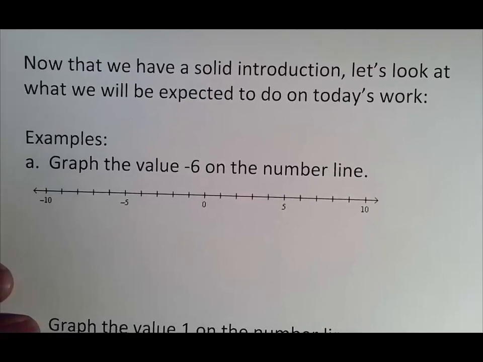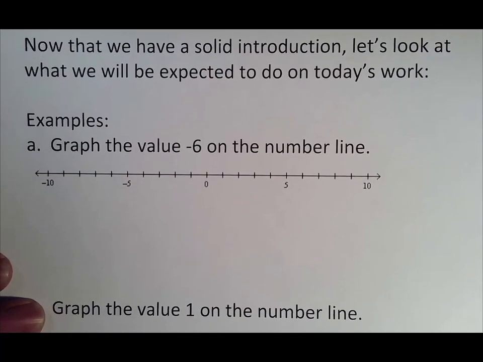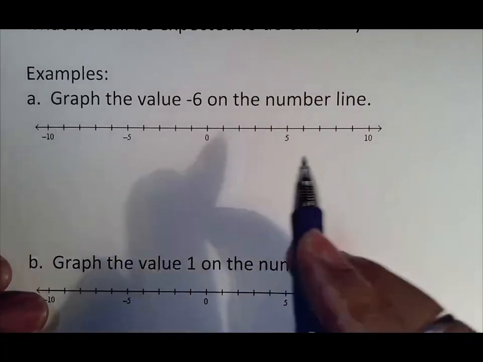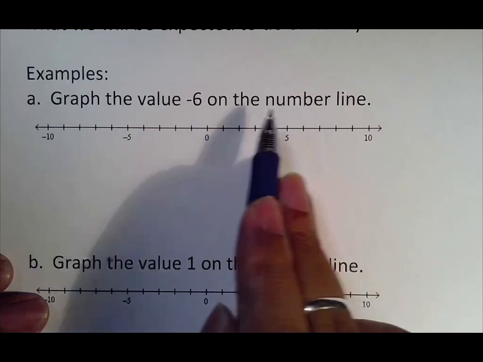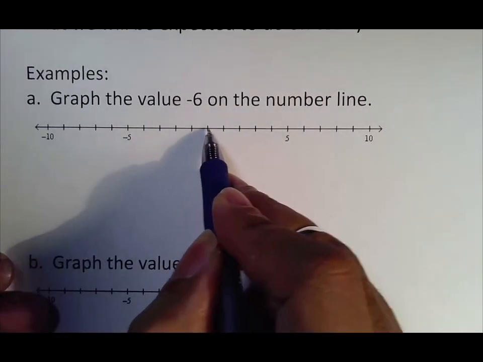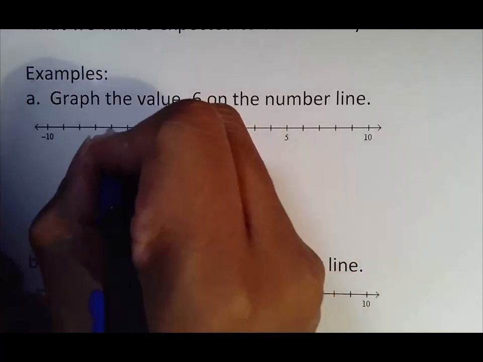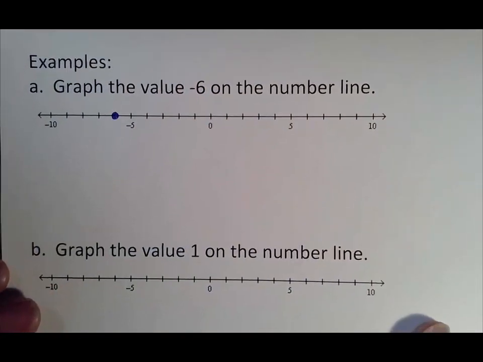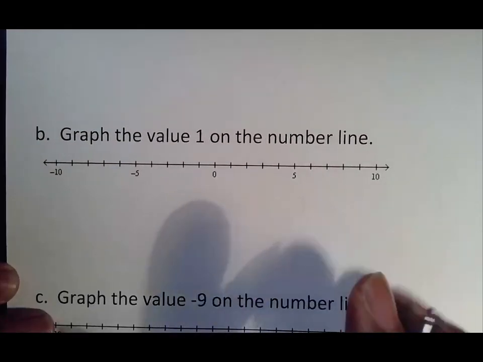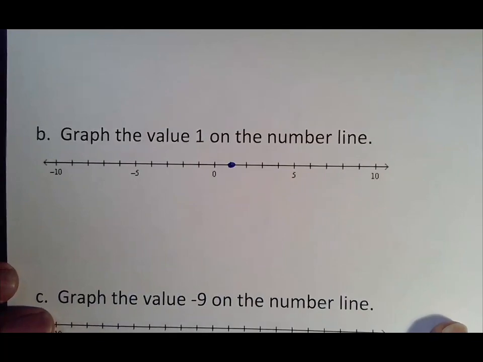So now that we have a solid introduction, let's look at what we'll be expected to do on today's work. This is generally what we want to know how to do, but the MathXL is going to go the other way. So you'll typically be asked to graph a number on a number line. Negative 6 means I need to start at 0 and go in the negative direction 6 steps. So 1, 2, 3, 4, 5, 6. There's your negative 6. If you're asked to graph the value 1 on a number line, that's positive, so we move in a positive direction.